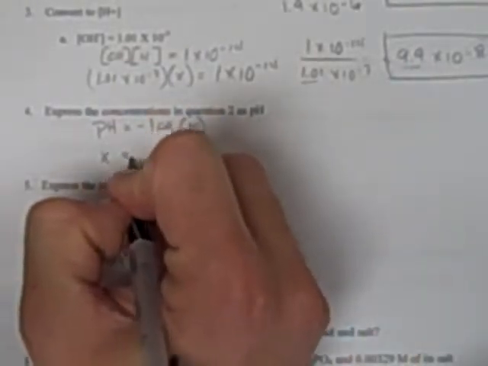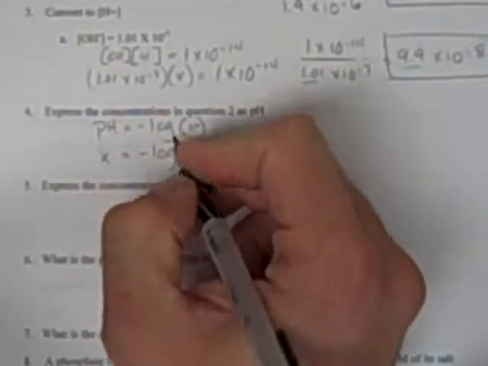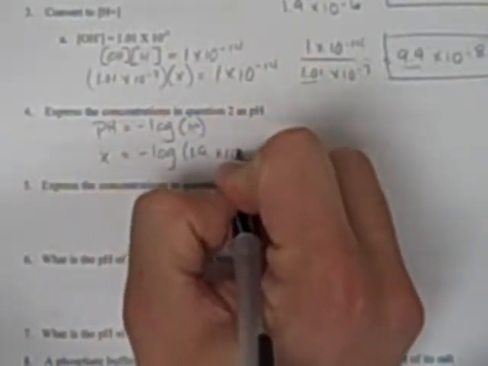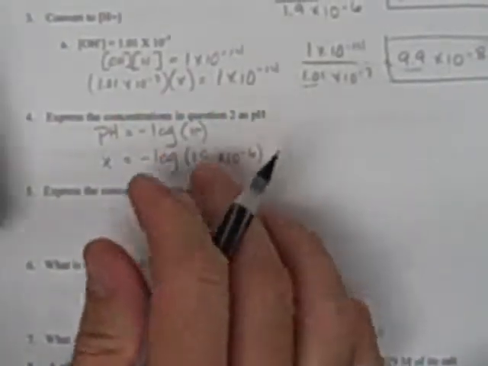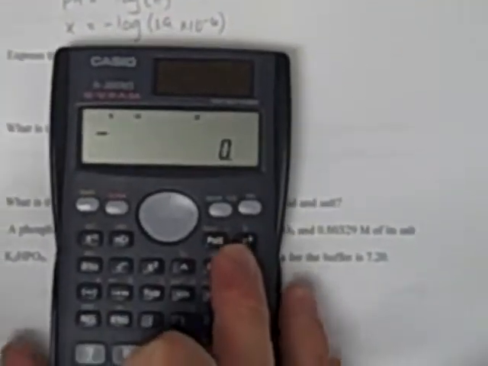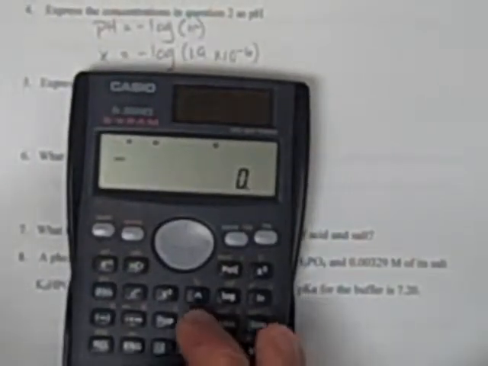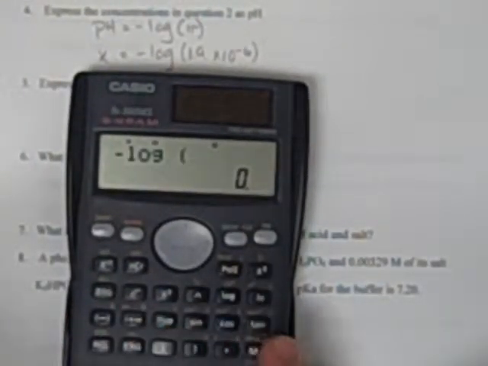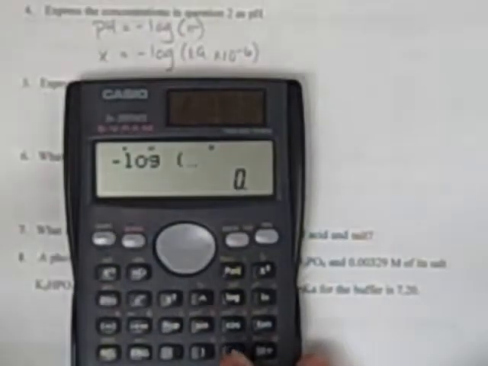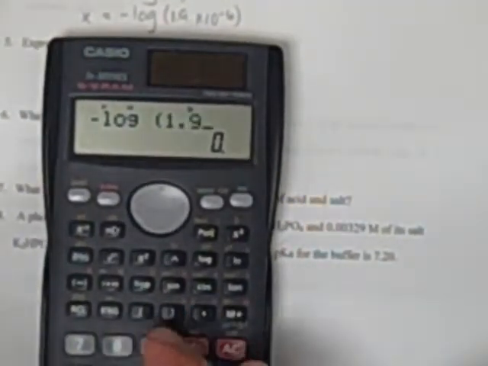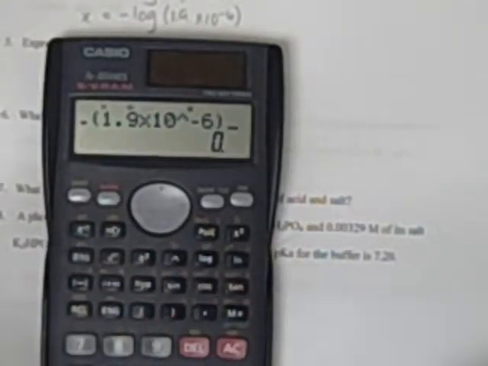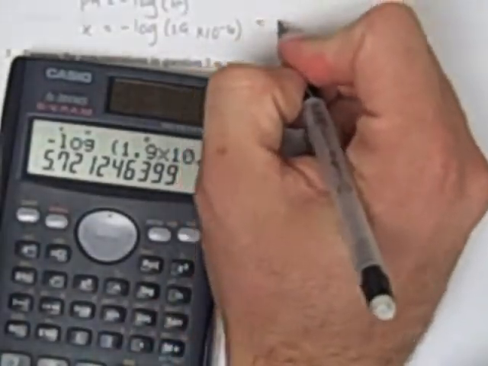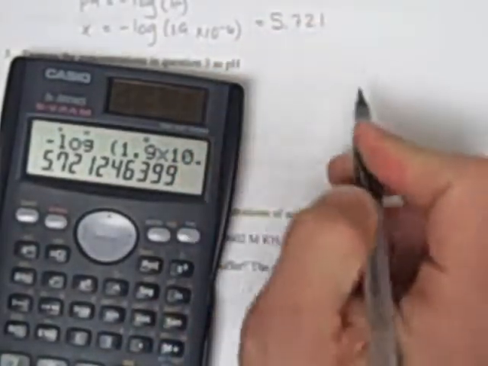So I was asked to find pH, negative log, what I have here is 1.9 times 10 to the negative 6. For this problem, all I gotta do is punch that into my calculator. So for me, on this calculator I do negative log, and again I like to keep everything in parentheses so that you're not messing things up. So negative log of 1.9 times 10 to the negative 6. I hit enter and I get 5.721.